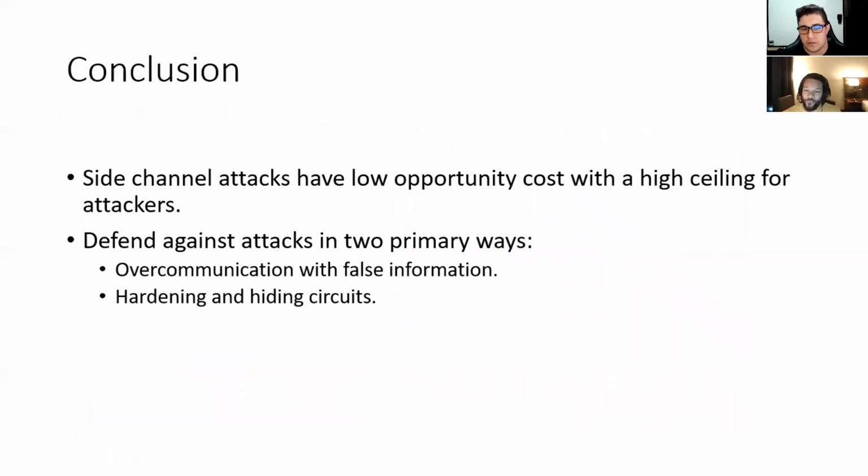So in conclusion, there are two main takeaways from this. Side channel attacks have a very low opportunity cost with a very high ceiling for attackers. Wim Van Eck was able to prove that you can conduct a side channel attack with very low equipment without much technological capability. They're not very intrusive, which means it's difficult to detect when they're occurring, and they can be used in coordination with each other, and in fact are much better when used in coordination with each other.